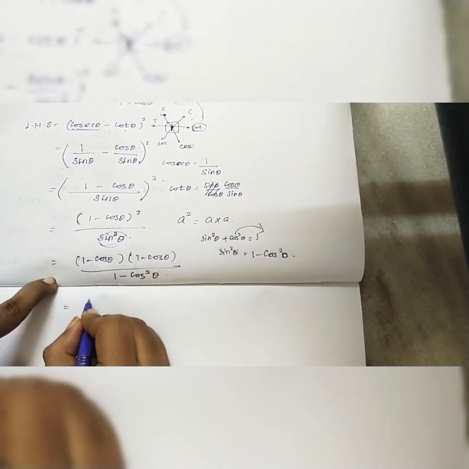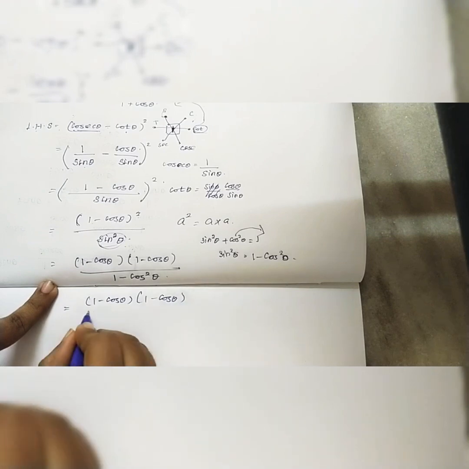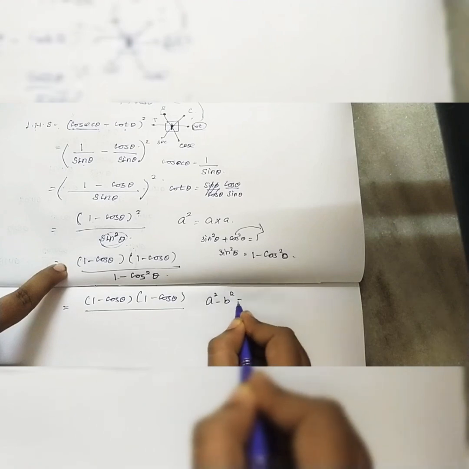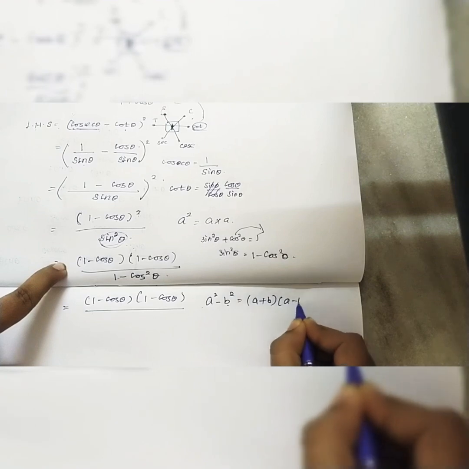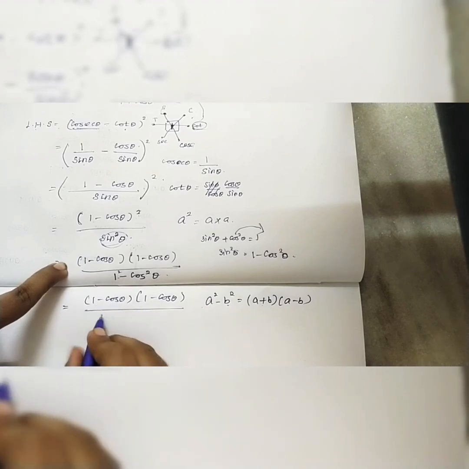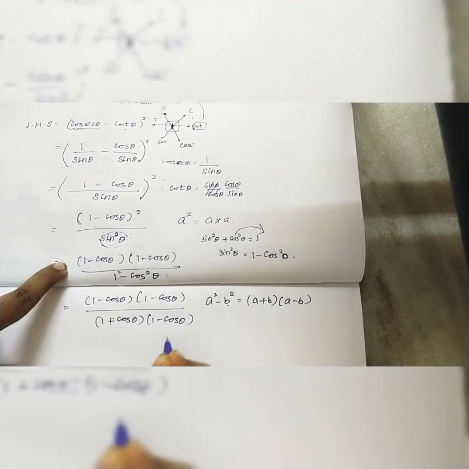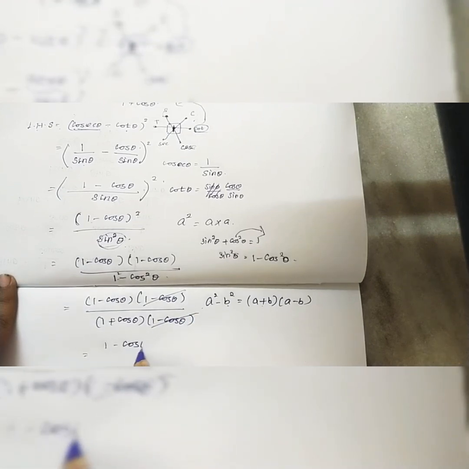So the numerator is (1 minus cos theta) into (1 minus cos theta), and in the denominator, here again we are using the formula a square minus b square, which we can write as (a plus b) into (a minus b). Instead of 1 we can write 1 square. Now using the formula, we get (1 plus cos theta) into (1 minus cos theta). The numerator also has 1 minus cos theta and the denominator also has 1 minus cos theta, so we can cancel. So the answer is (1 minus cos theta) divided by (1 plus cos theta).